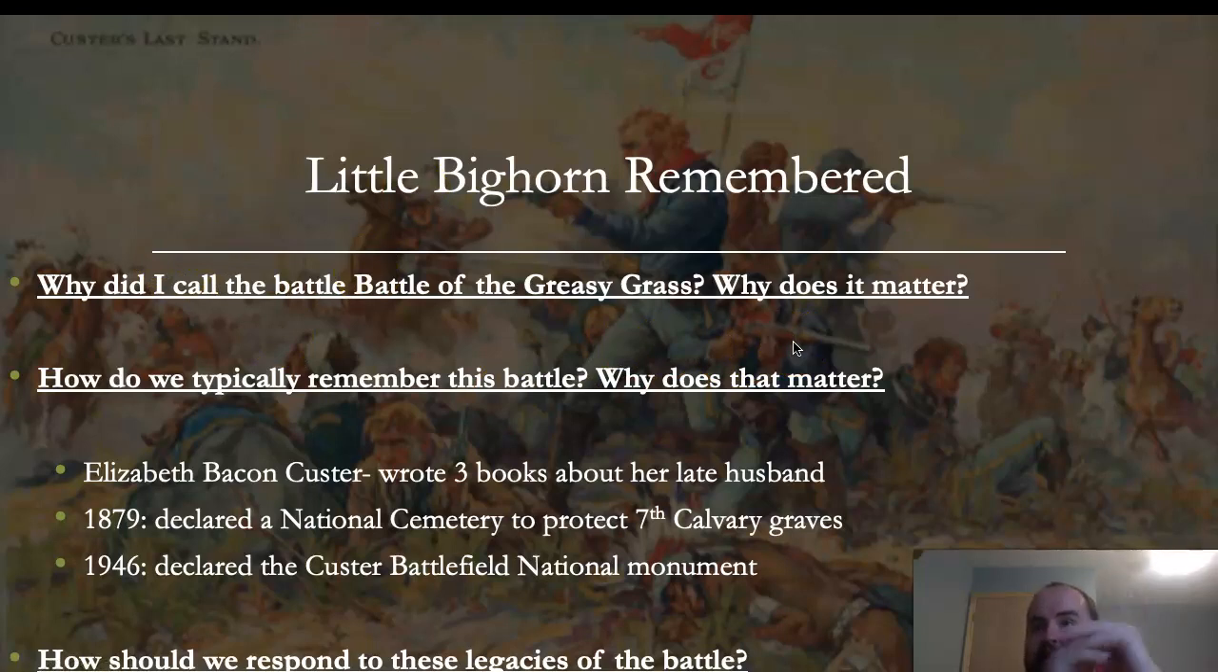Well, to answer that, think about what we also typically call the Battle of Little Bighorn. We typically call it, as you can see over here on the left, Custer's Last Stand. Now, what does Custer's Last Stand imply about this battle? Give you a second to think about that again.